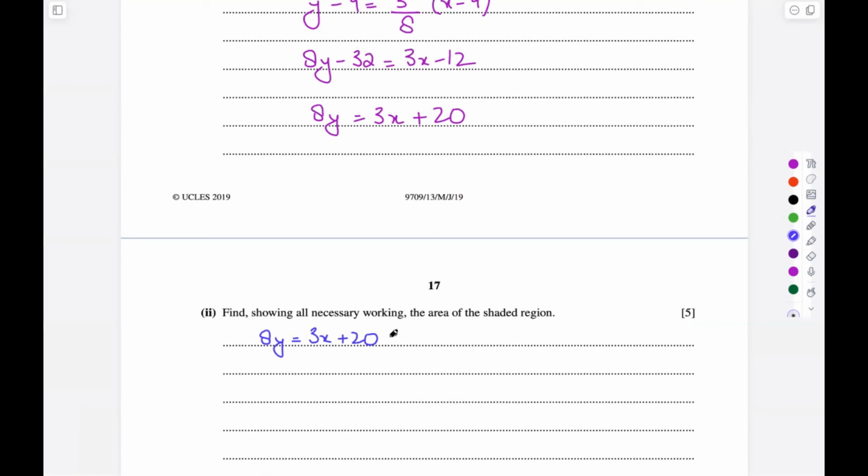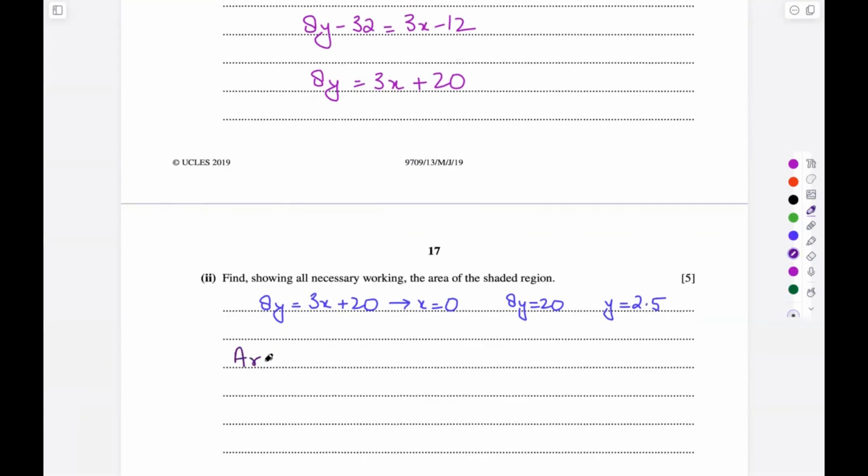Substituting x equals 0, as it is on the y-axis, this will become 8y equals 20, and y will be 2.5. Once we have the second parallel side, the area under the line will be half into the sum of parallel sides. So half into the sum of parallel sides will be 4 plus 2.5 multiplied by the height, which is 4. Simplifying this, we'll get 2 into 6.5, which is 13.